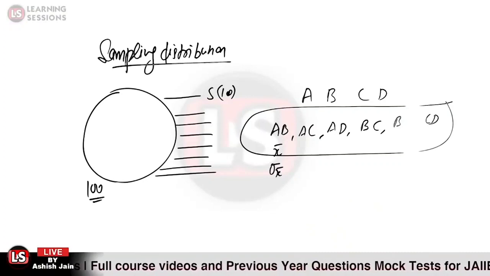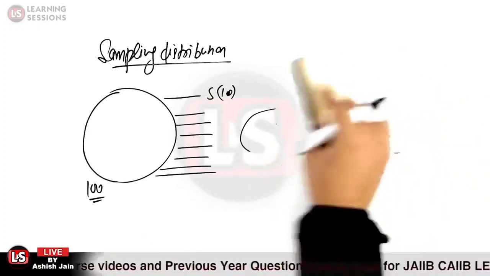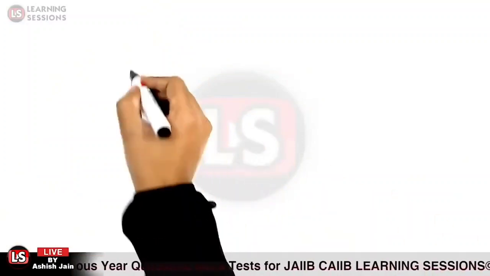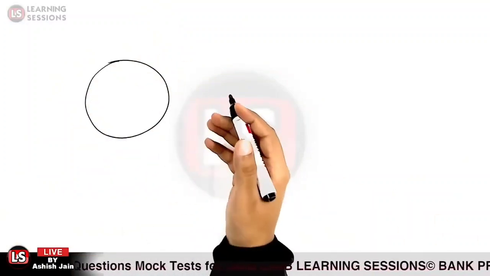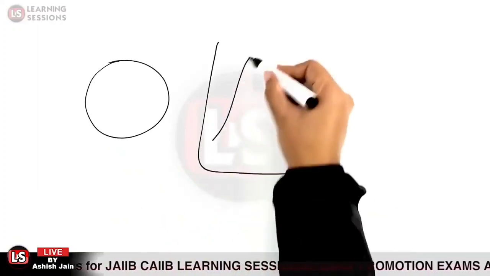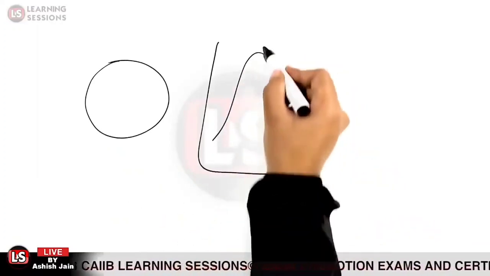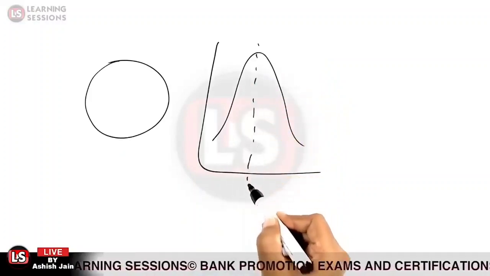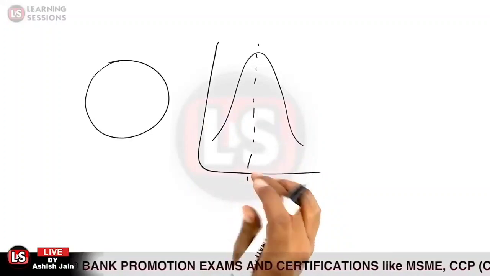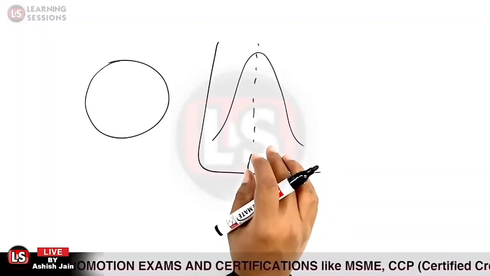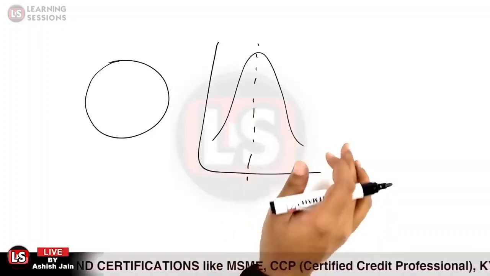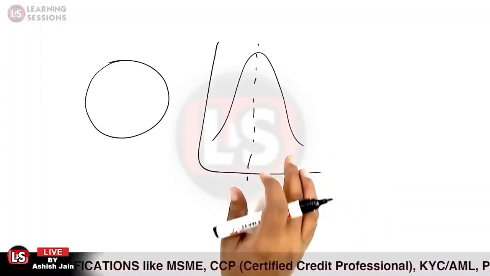So one is the population distribution, the other concept is the sampling distribution. When we have a population, we draw the graph. Let us say this is a graph related to the population, and here we have the mean. That is said to be the population distribution, where we draw the different parameters of the population itself.